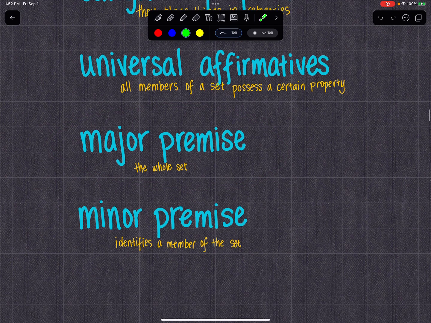A minor premise involves a member of the set. So if you say all boys have hair, and then you say Danny is a boy, so he must have hair, the minor premise is that Danny is a boy, because that's identifying just a member of the set instead of talking about all boys. So there's a major premise talking about the whole set, and a minor premise talking about just a part of the set.